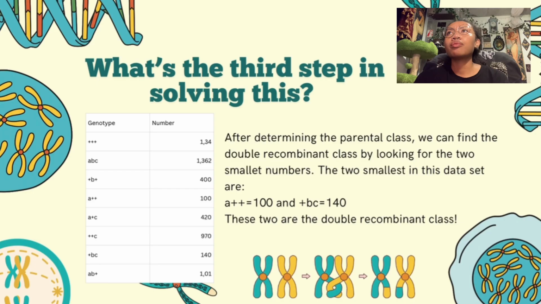After determining the parental class, we can find the double recombinant class by looking for the 2 smallest numbers. So in this example, the 2 smallest will be genotype A++, which equals 100, and genotype plus BC, which equals 140. These 2 are the double recombinant class.